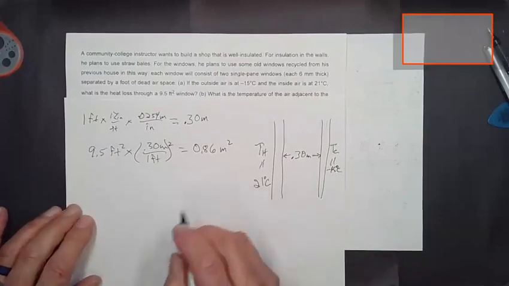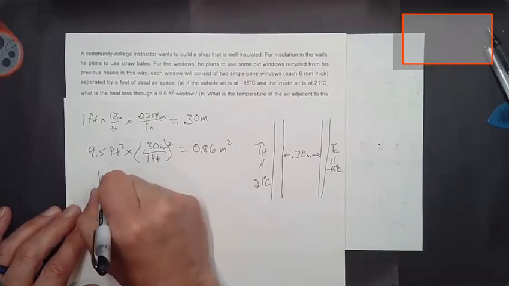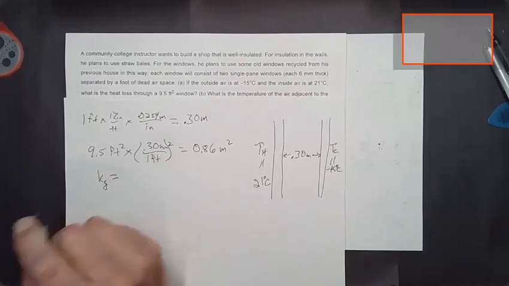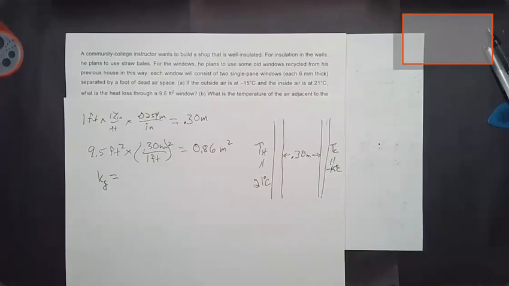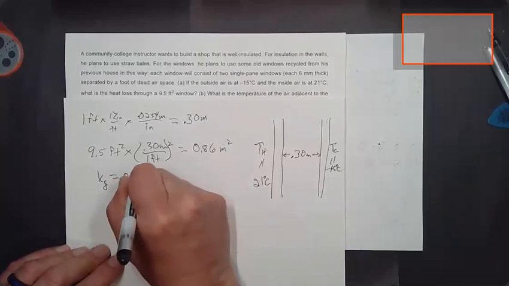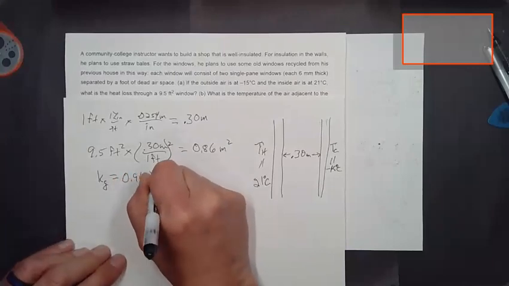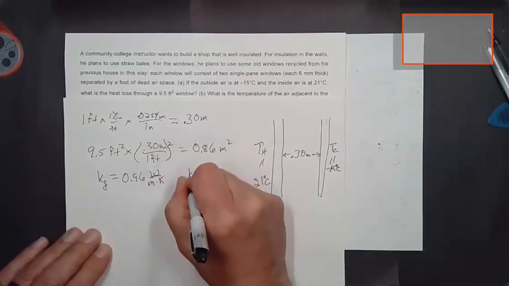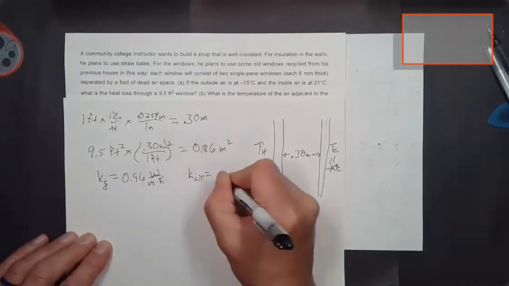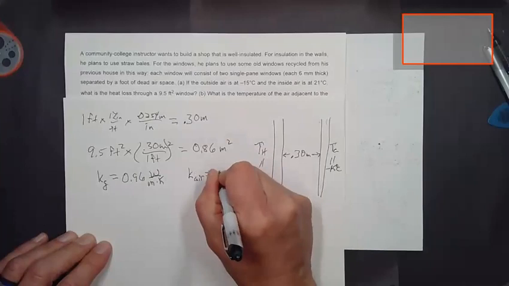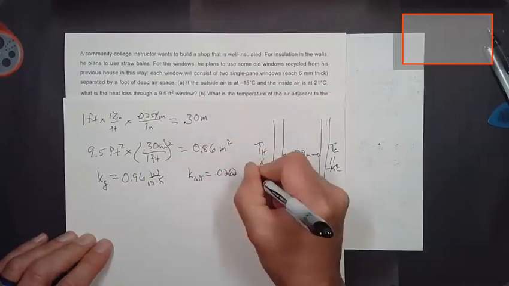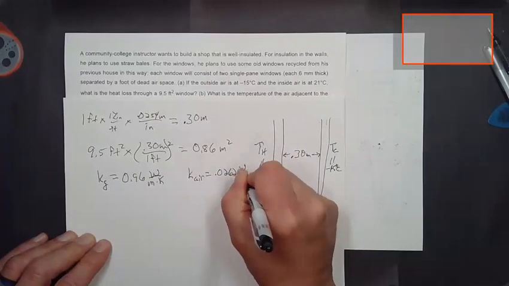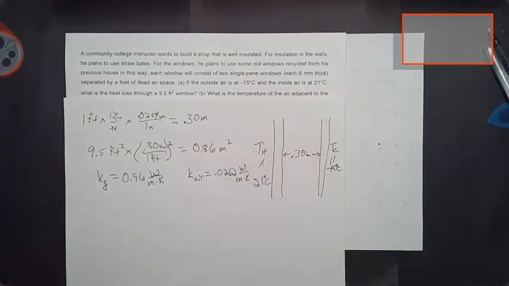Okay, things I'll need to know are the thermal conductivity of glass. And that happens to be something that I used yesterday and will use again today. Let's see, 0.96, and this is watts per meter Kelvin. And that of air is equal to 0.0262 watts per meter Kelvin. So those are all constants that I'll need for this thing.